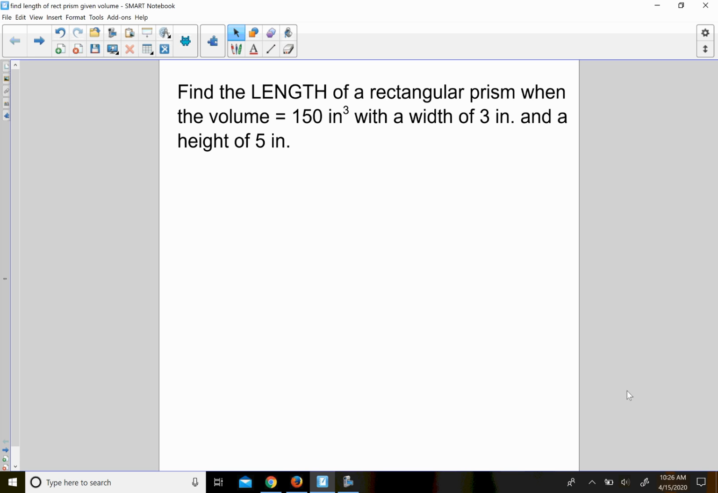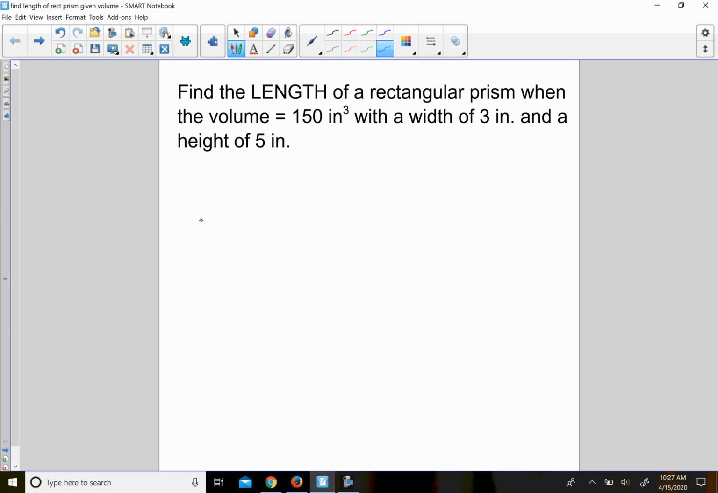All right, so the challenge here is that we're going to work backwards. Rather than finding the volume like you did for the first set of questions, now you're going to work backwards. I'll give you the volume, and you have to go back and find one of the dimensions. So this first question says, find the length of a rectangular prism when the volume equals 150 inches cubed with a width of 3 inches and a height of 5 inches.